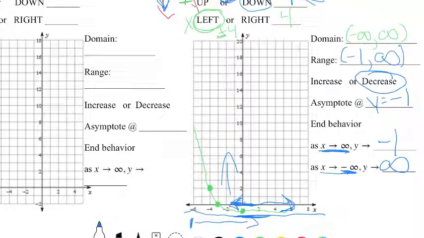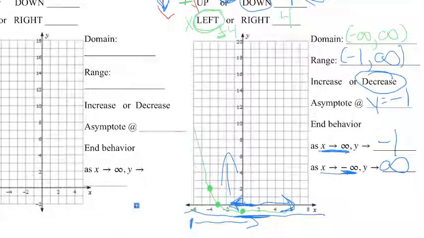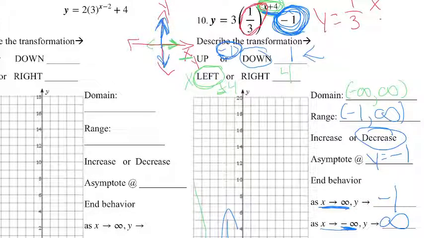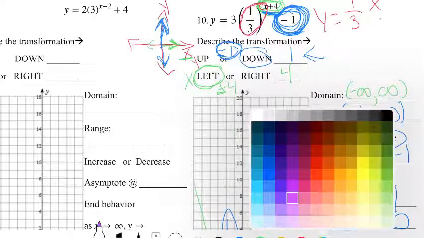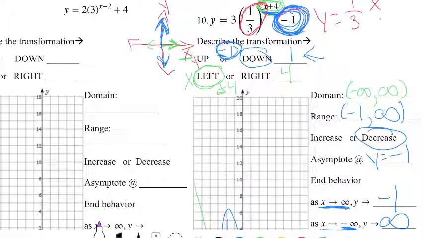So let's recap. What has to match when we're talking about these transformations? So let me change the color so you can see it. Our -1 was on the outside. So our -1 was also what told us our vertical shift. It also told us the beginning of our range, and also told us our asymptote. It also was our end behavior as x approached positive infinity. So let's move on.